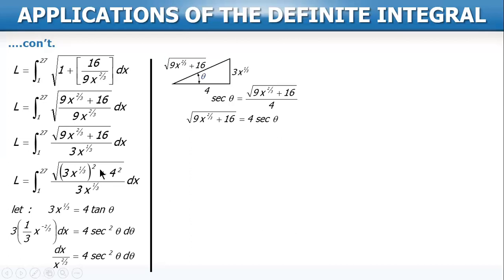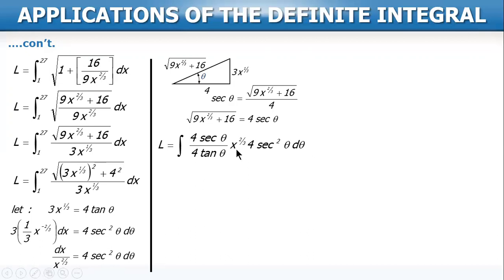So let's substitute. The square root of 9x raised to 2/3 plus 16 is equal to 4 secant theta. The denominator 3x raised to 1/3 is actually 4 tangent theta. While dx is equal to this one, we cross-multiply the x raised to 2/3. This is the result. Okay? Again, the square root of this one is 4 secant, and 3x raised to 1/3 is 4 tangent theta. And then dx is this one. We cross-multiply, and we have this.